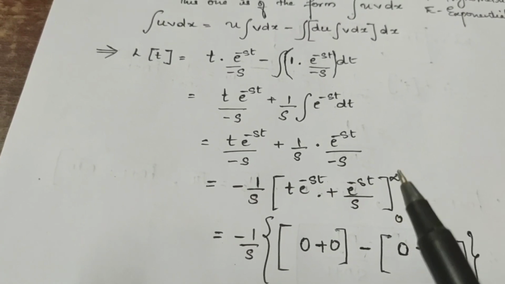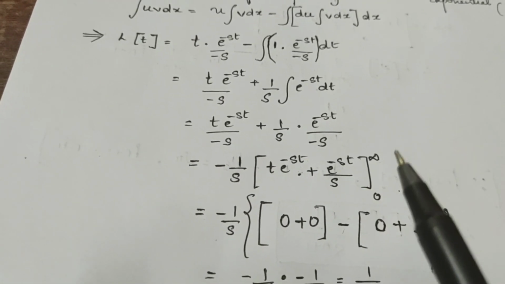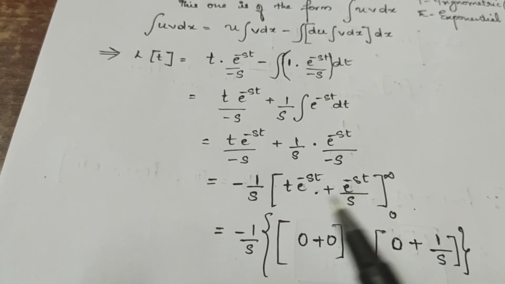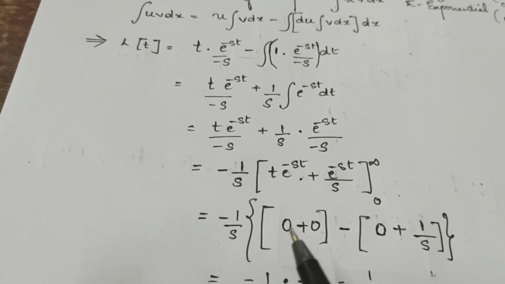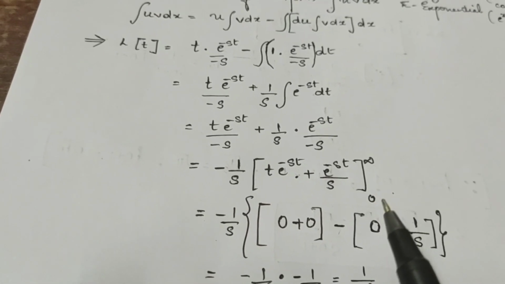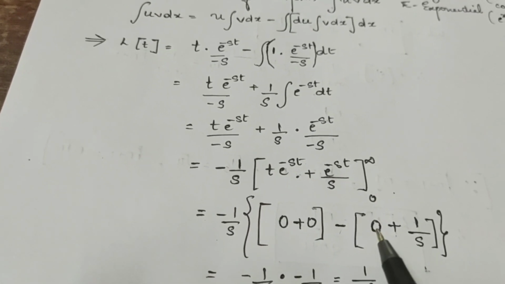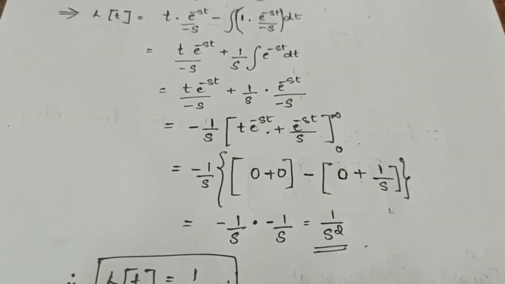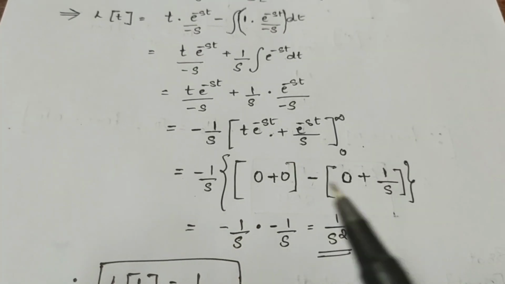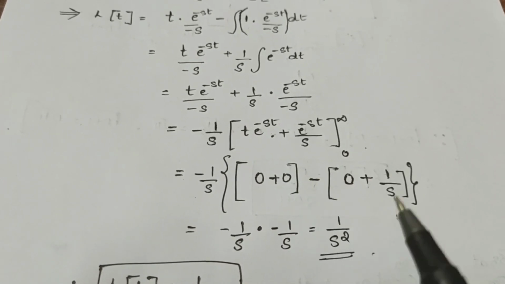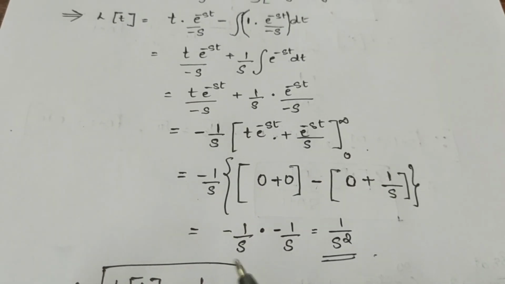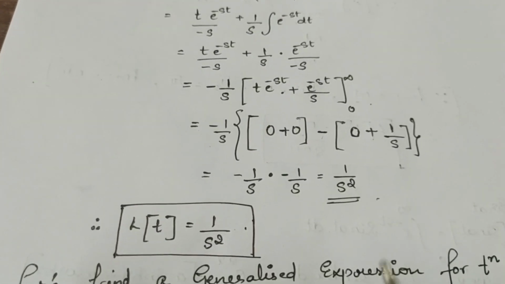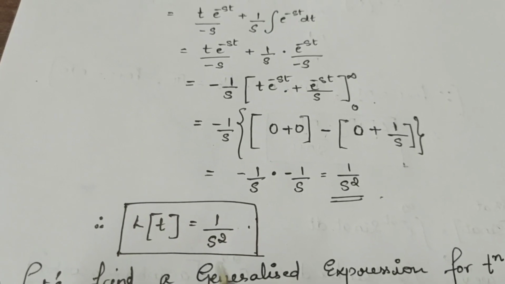Now we'll apply the limits from 0 to infinity. So when we apply infinity, we'll get these two terms as 0, because e raised to minus infinity is 0. So 0 plus 0 minus, and we'll apply 0. So this term becomes 0 and this term becomes e raised to 0 by s, which is 1 by s. So minus 1 by s into this whole thing is 0 and we have minus 1 by s here. So minus 1 by s into minus 1 by s, we get 1 by s square. So Laplace of t equal to 1 by s square.